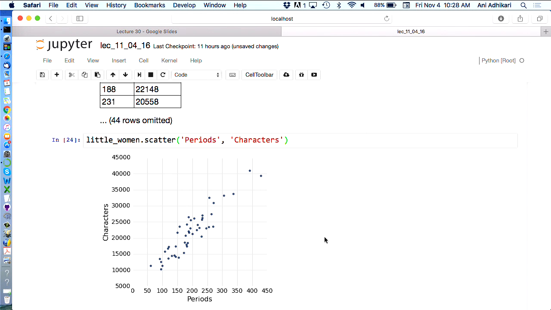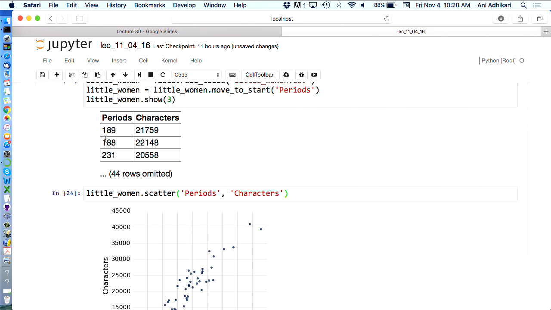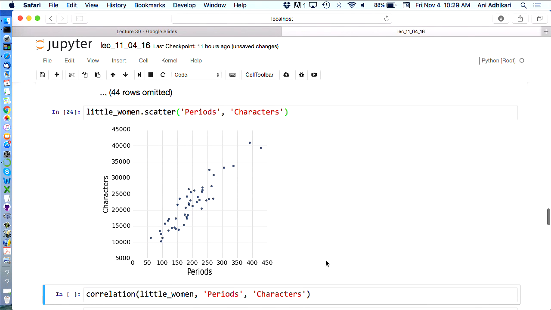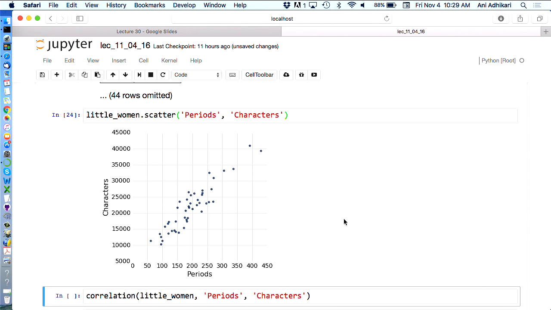And so I just remind you, this is a book called Little Women. Each point is a chapter. So in chapter 1, there were 189 periods and 21,759 characters. Characters being letters, spaces, etc., not the people. Okay. So I'm going to calculate correlation. You take a look at that diagram. Are you expecting a high correlation, about a zero correlation? What? High correlation. That thing looks pretty tight. So let's see what we get.